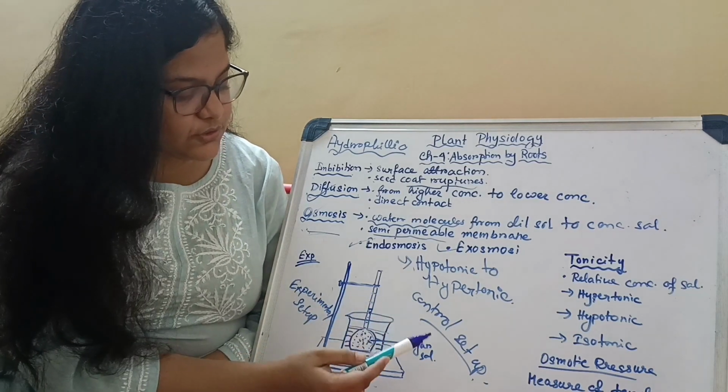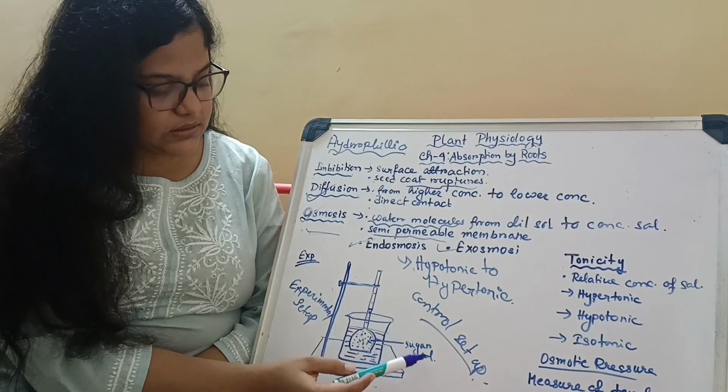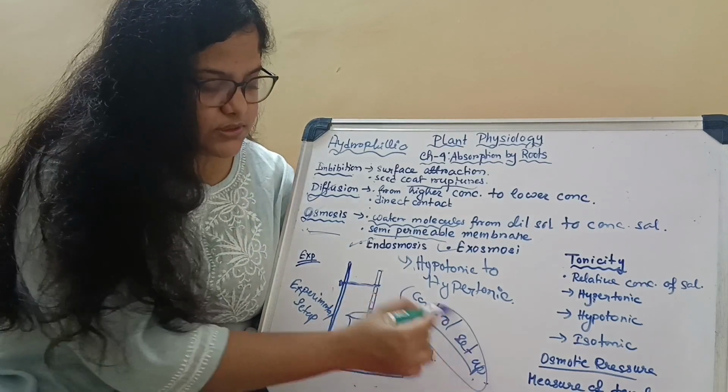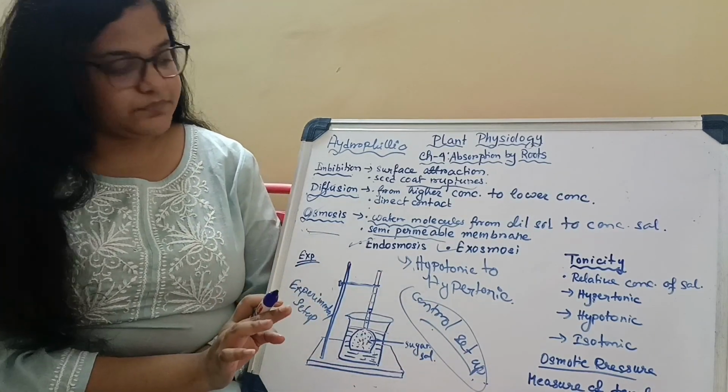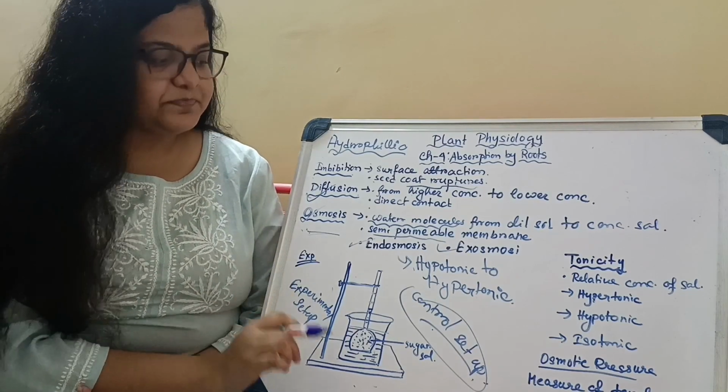But since in the control setup there is no sugar solution in the thistle funnel, only water, the level of the solution inside the thistle funnel of the control setup remains the same. I hope you have understood clearly. Is there no confusion left, okay?